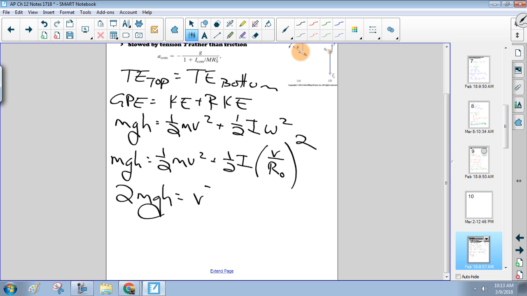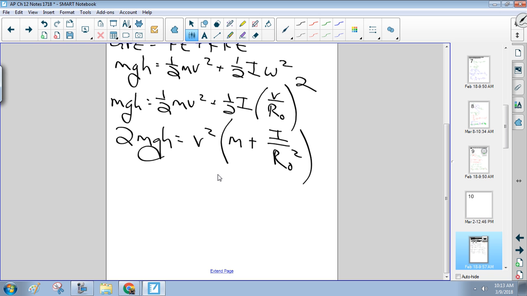So then this is going to be v squared times m plus I over r naught squared. All right, I did a little bit of algebra there. I multiplied by 2 and then factored out the v squared. Good? All right, so if I divide both sides, then I get v squared is 2mgh over m plus I over r naught squared. We're almost done. Did I miss something? Everybody good?